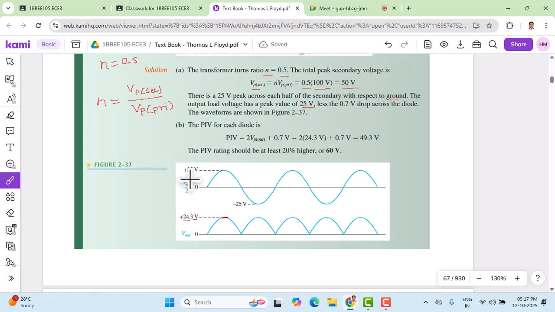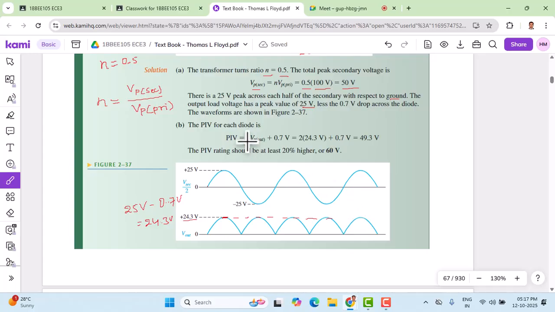From 25 volts we need to subtract 0.7 volts, which gives me 24.3 volts. So that is the voltage. The signal will go to the positive peak, and again it comes to 0. Since it is a full wave rectifier, the signal can go all the way up to 24.3 volts. So this is the output waveform that needs to be drawn.